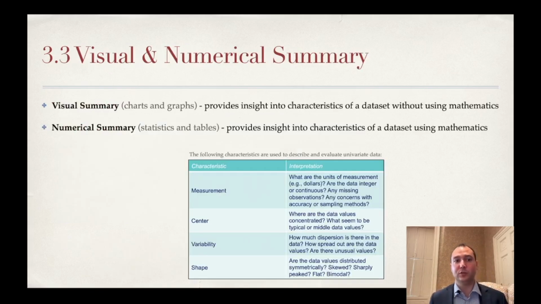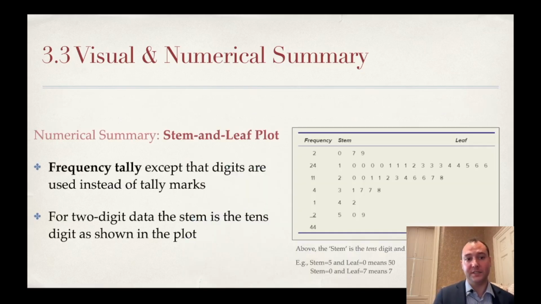Okay, so visual summary is charts and graphs, whereas a numerical summary is statistics. So let's talk a little bit about each one. Specifically, let's talk about numerical summary. A stem and leaf plot is a bit of a mix between a visual and a numerical summary. A stem and leaf plot looks something like this. We have a column, 0, 1, 2, 3, 4, 5, and then we have our leaves. Here's our stem, here's our leaves.